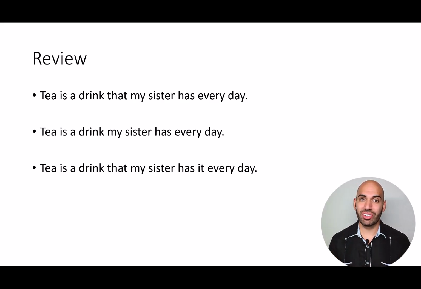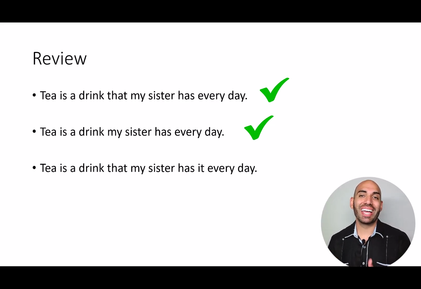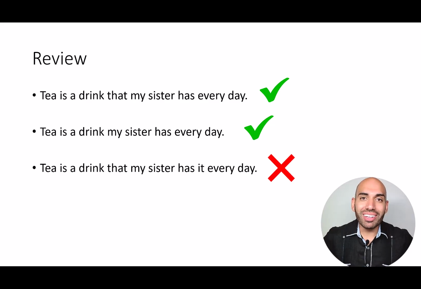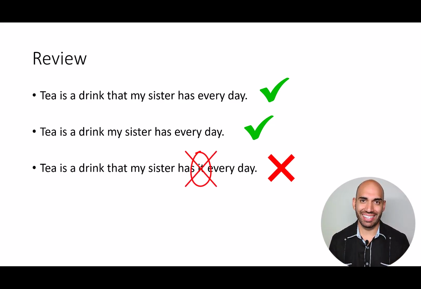Okay. Answer number one, good. Number two, also good. That my sister has every day. New subject after the word that, I can take it out, I can put it in. Number three, wrong. Number three is bad. Why? Because of the word it. I cannot use the word it to talk about tea. In this sentence, I do not repeat the subject. The good sentence is, tea is a drink that my sister has every day. Finish.